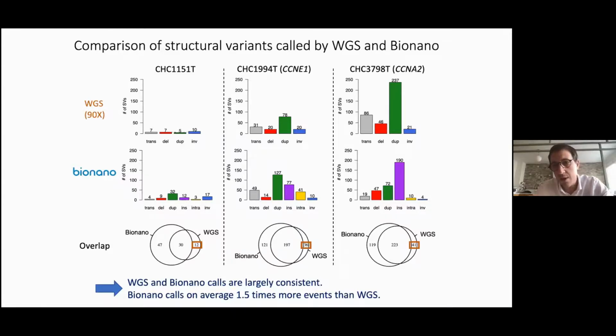So we had a look at the events that were found only with whole genome sequencing, and they generally consist in very small events, smaller than 10 kilobases. And then we had a look at the events that were only detected with Bionano, which you can see on the next slide.